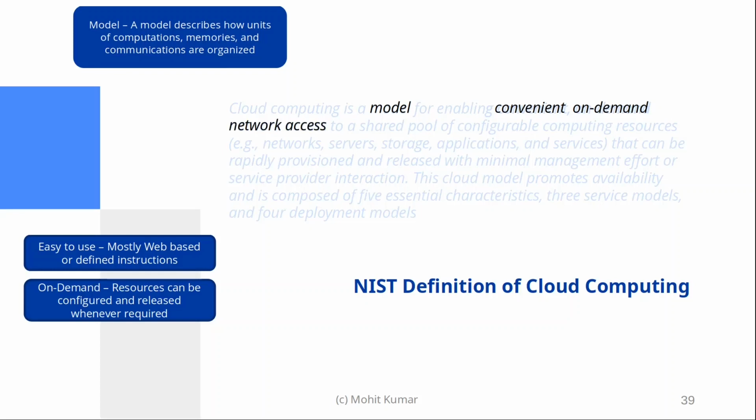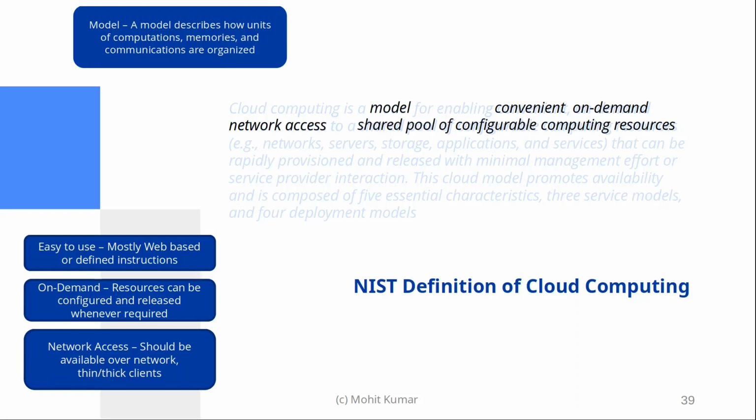It is available on network access. In case of private clouds, it is available on a private network. In case of public clouds, it's available on the internet. To a shared pool of configurable computing resources. Now this term, shared pool of configurable computing resources, has two parts. One is the configurable computing resources. Whatever computing resources you want, you should be able to configure them. And the second is the shared pool. This means that if I have X resources, I should be able to provide those resources to Y or more than X number of people. Now this shared pool of resources is very important because that's where your cost reduces.